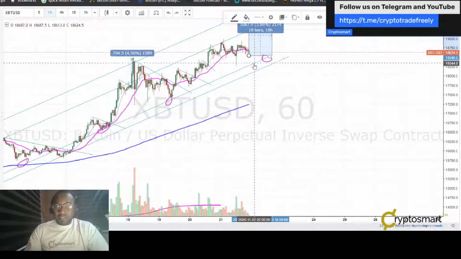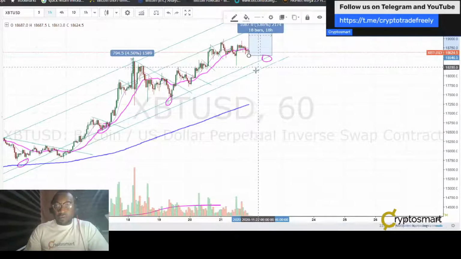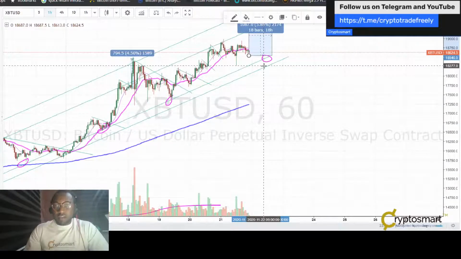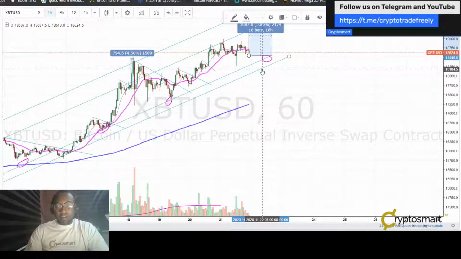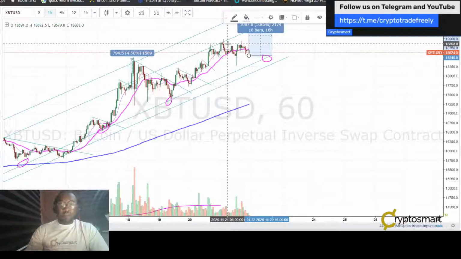So I'm expecting Bitcoin to hit this initial support. If this initial support does not hold, then this next one should hold. If this next one holds, then you can place your buy order. Okay, so that's the major way of trading.